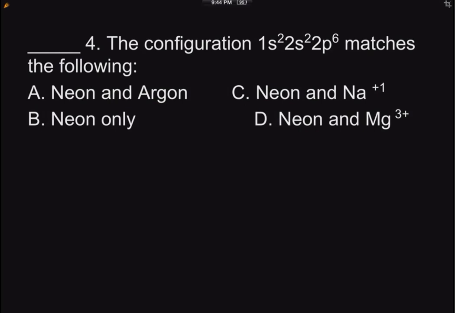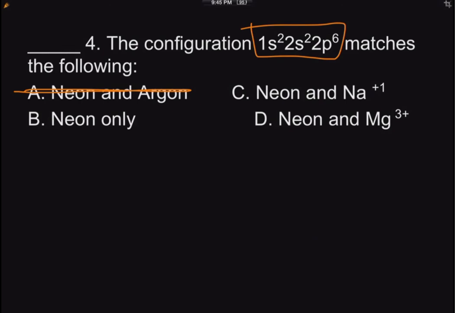Which element matches the configuration 1s2, 2s2, 2p6? In this case, you've been given 2 choices in each of these categories. So neon and argon, no, because neon has 10 electrons, which is what this has, but argon has 18. Neon only could be a choice.